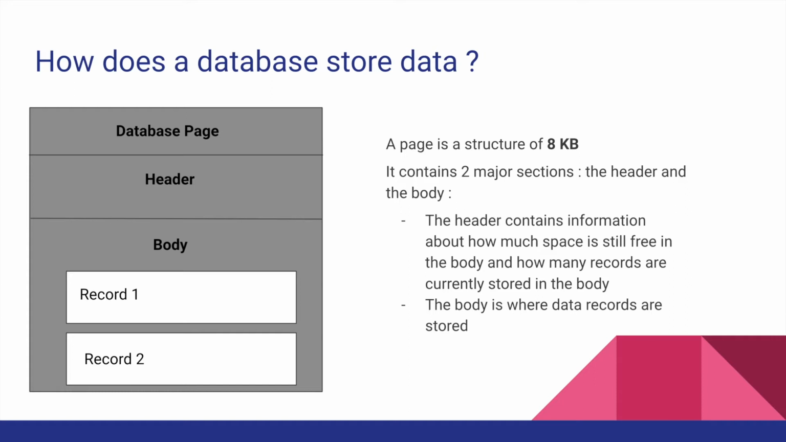But records, as we just saw, need to be organized. Otherwise, it's a mess to compute and it's not efficient. That's why RDBMS store and put them inside what we call pages. A page is a structure of 8 kilobytes, which contains two major sections: the header, right there, and the body, right there. The body stores the data record and the header stores metadata about this page, for instance how many records are stored in the body.